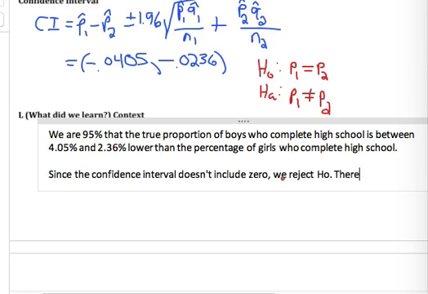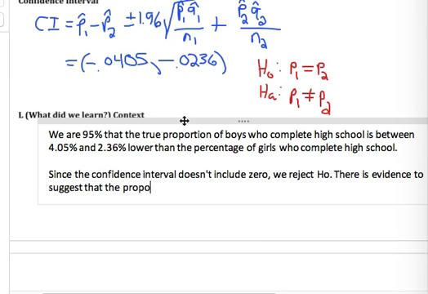There is, what do you guys want to say? Strong evidence, just, or what? Those are both kind of close to 0, so I'm just going to say there is evidence to suggest that the proportion of boys graduating is different than that for girls. How much different? Well, we just specified it right there, at the alpha equals 0.05 level. Done.